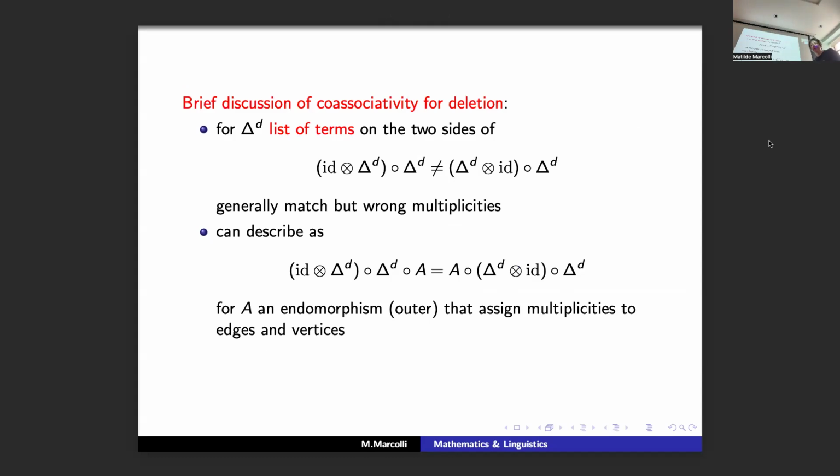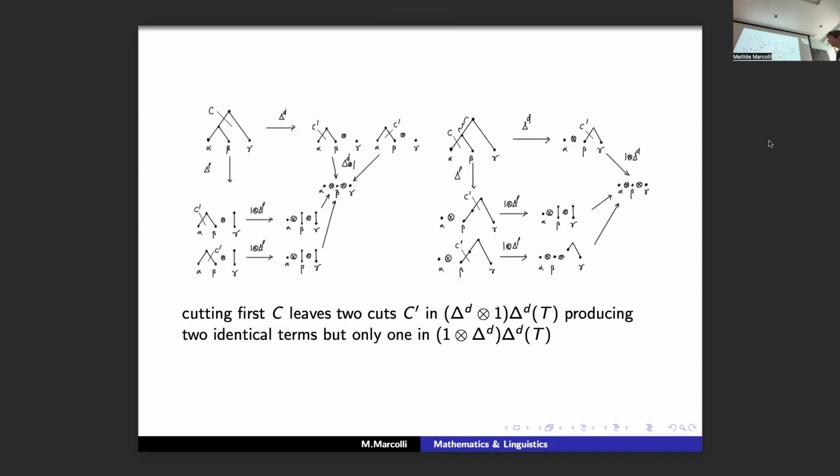And in fact, if you use this form of the coproduct, you see that the list of terms that you get, if you apply it twice in one order or the other, will be the same, but they actually don't necessarily match with multiplicities on the two sides. And in fact, one can, in a sense, try to correct for that. I'll explain it in a moment by introducing multiplicities assigned to some weights on vertices and edges, and that compensates for the different counting. So this is the kind of thing that can happen.